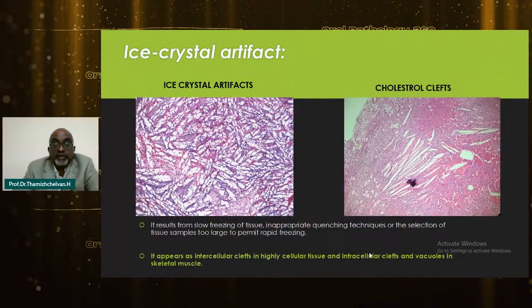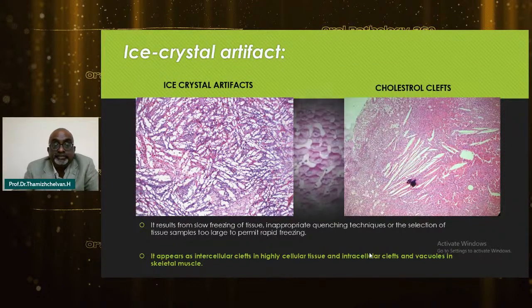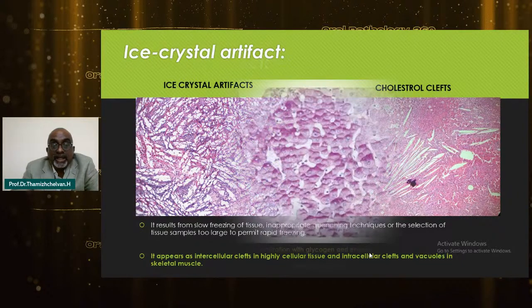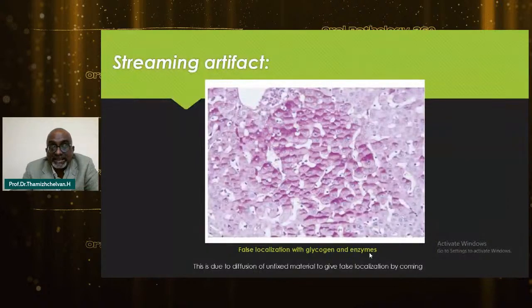And this happens because of the quenching techniques. Because when you put the tissue in an inappropriate slow freezing, what happens is on the left you get this ice crystal artifact, which is almost similar to the cholesterol cleft in a radicular cyst. So this can cause a lot of problems in your day-to-day diagnosis, because the freezing is improper, like not being rapid. For example, the ice which is not properly frozen or which is not kept properly can give all these problems. And you also have the streaming artifact because of false localization of glycogen and enzymes here.